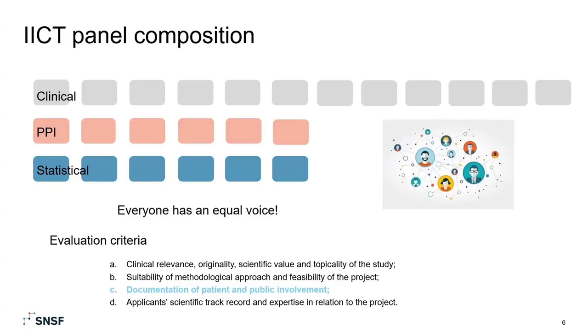The IICT panel, as I already said, is composed of clinicians, PPI representatives, and statisticians or methodological experts, and every one of these experts has an equal voice. So the PPI representatives count equally to the medical persons or the statistical experts on the panel.